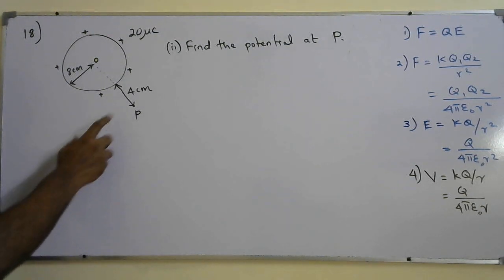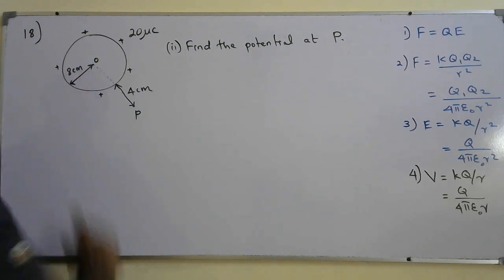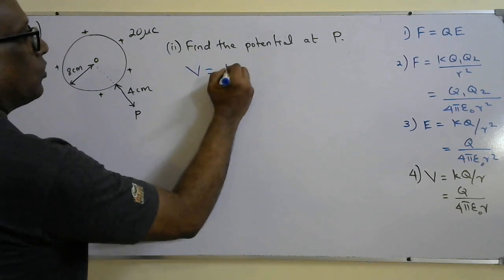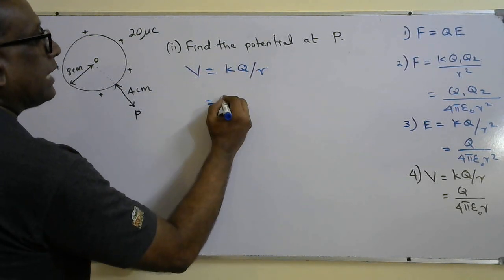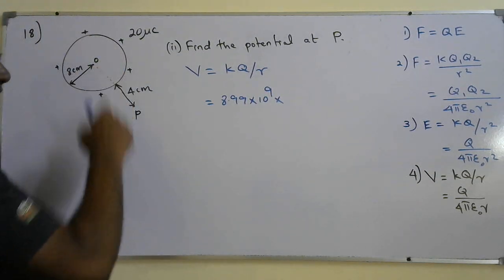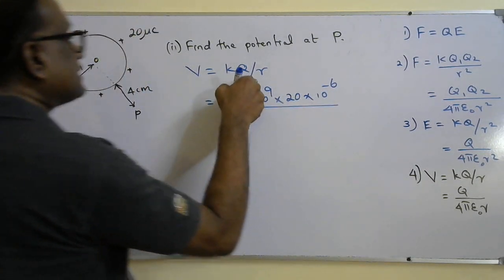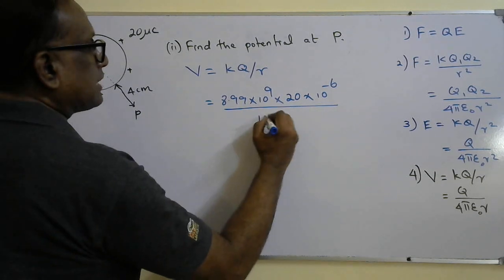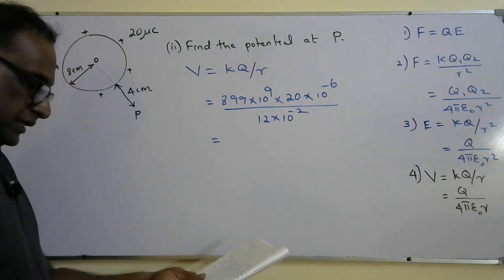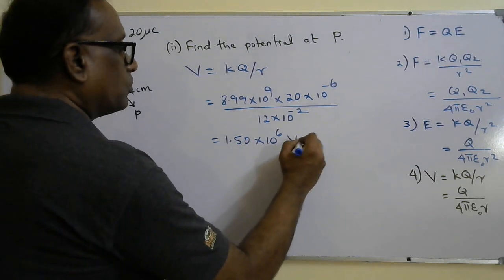Okay, so the next question: find the electric potential at point B, which is 4 centimeters from the surface. From the center it is 12 centimeters. So the equation: V_B equals KQ over R. K is 8.99 times 10 to the power 9. The total charge is concentrated at the center, I can assume that way. So 20 times 10 to the power minus 6 over the distance R from O, which is 12 centimeters, so 12 times 10 to the power minus 2. Solve it, you will get 1.50 times 10 to the power 6 volts.